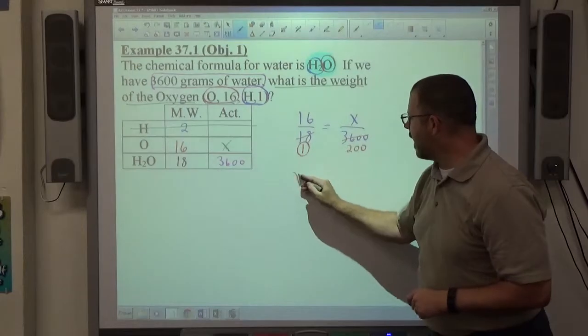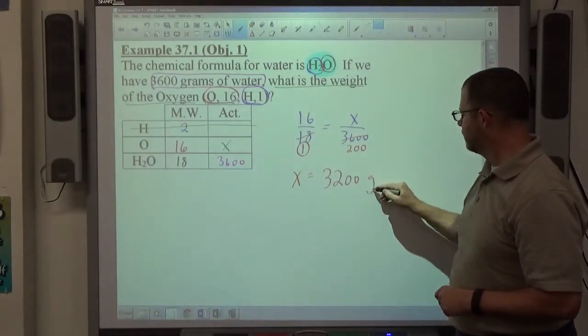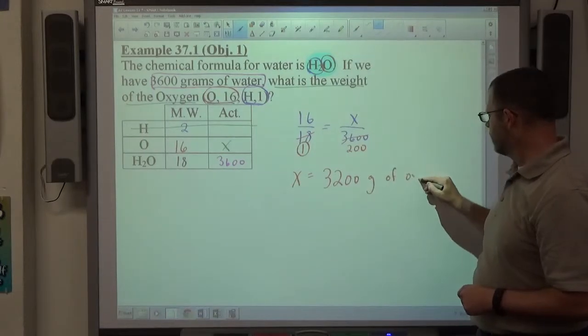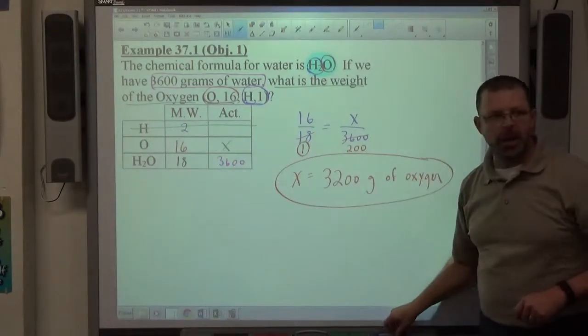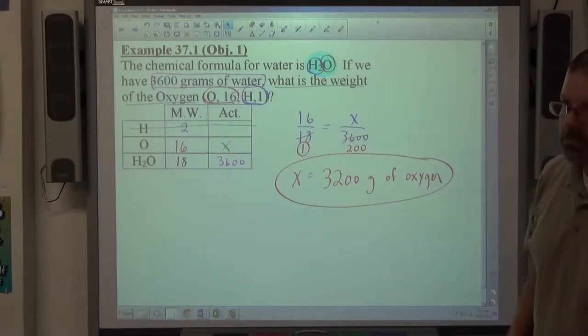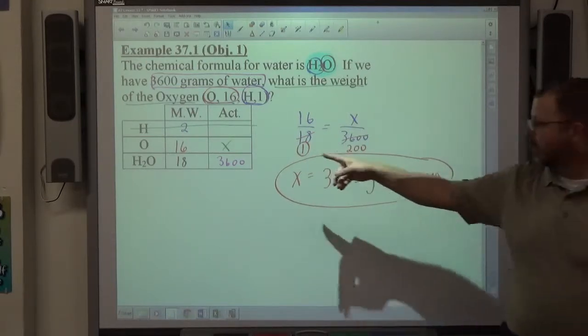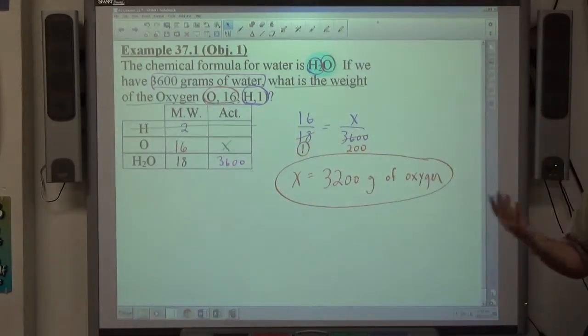So 1x is equal to 16 times 200. So we end up with 3,200 grams of oxygen. How many grams of hydrogen would there be? 400. 400 grams of hydrogen, right? So once we find 1, these two should add up to that, so 400 plus 3,200 equals 3,600. In case I should ask for more than one thing, that's how you handle it at that point.